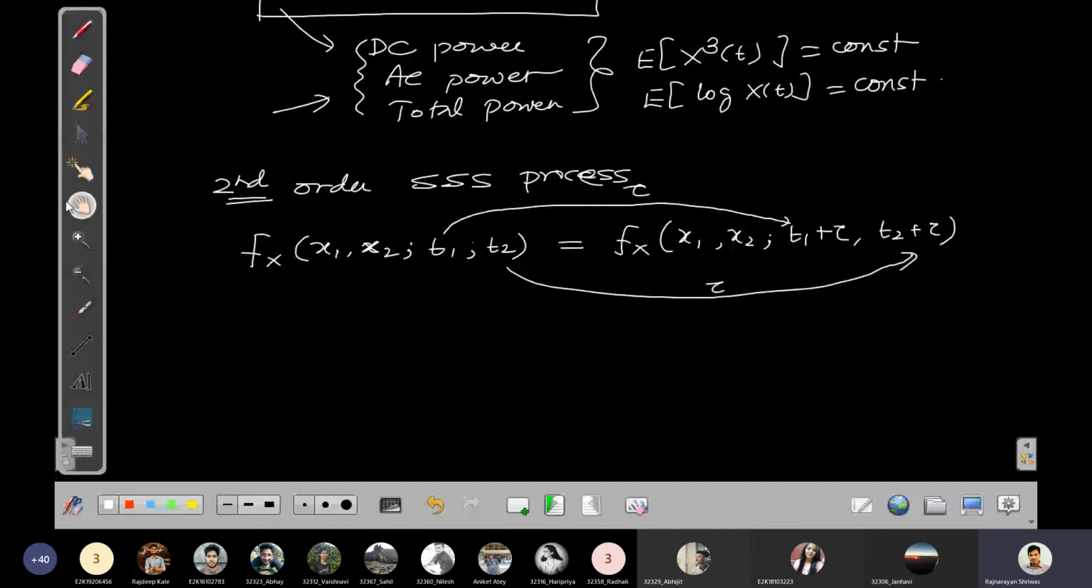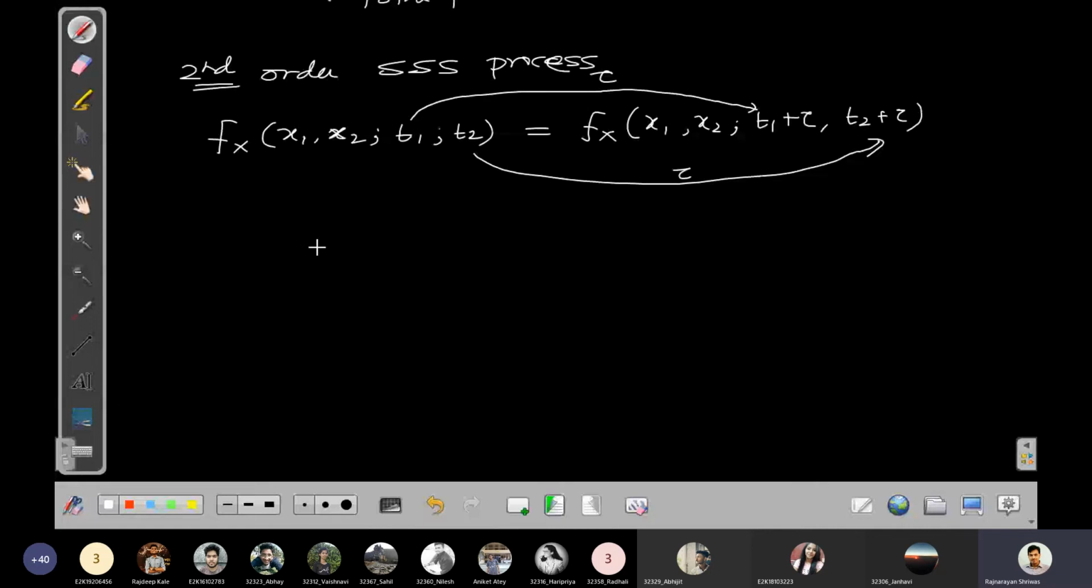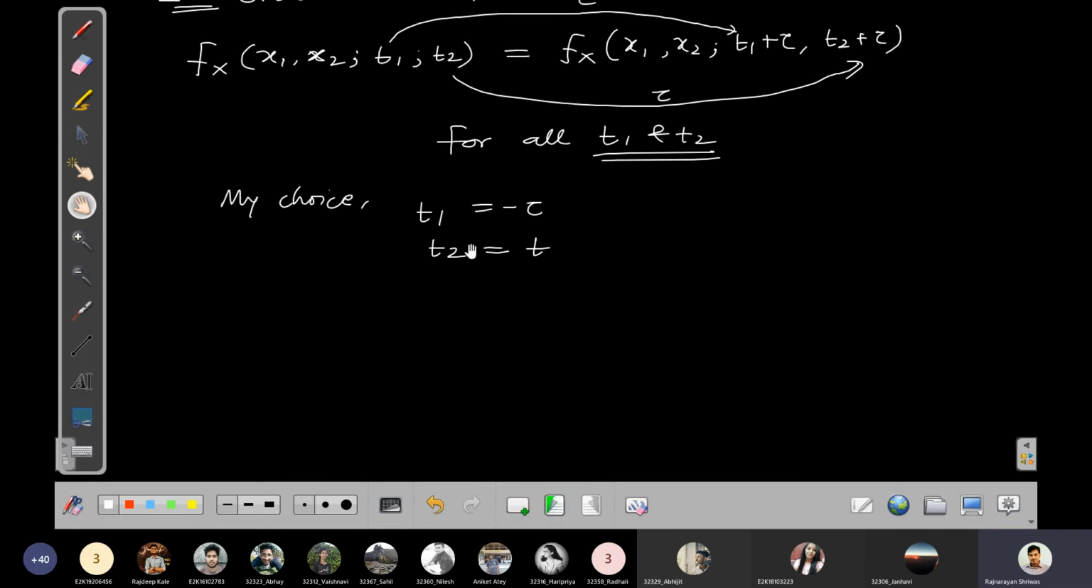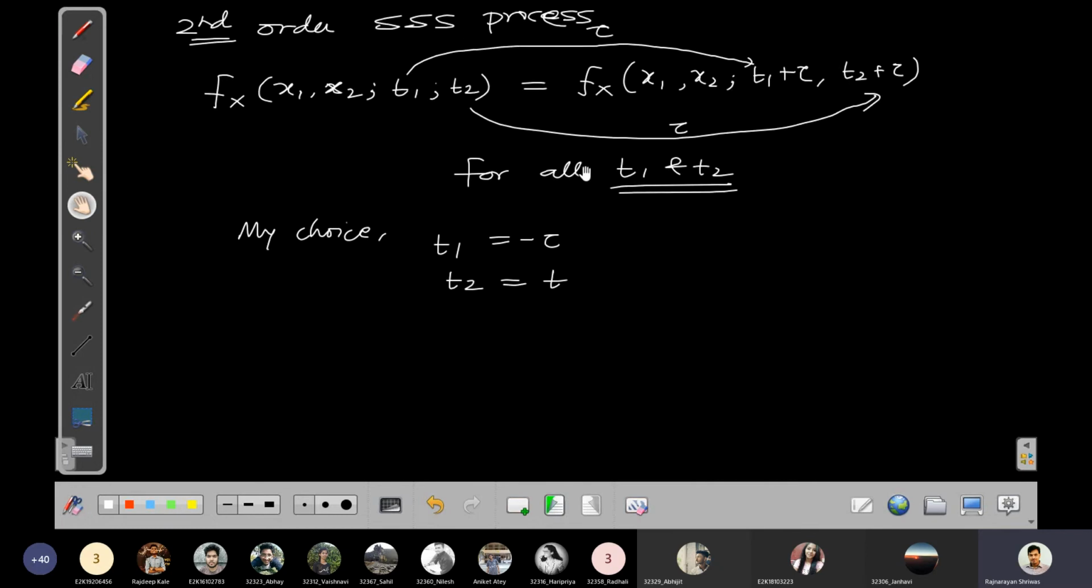So what is the meaning of that? I will come to that point again. This should be true for all t1 and t2. Why am I going to take t1 and t2? What will my choice be? Let's say t1 is minus tau, and t2, let's say, I should choose t.